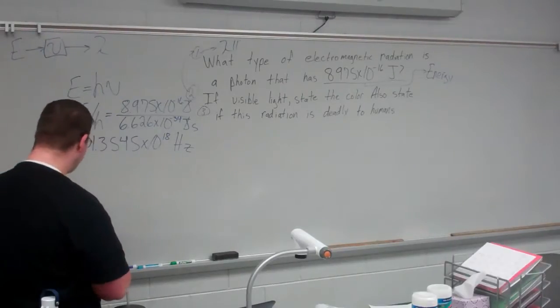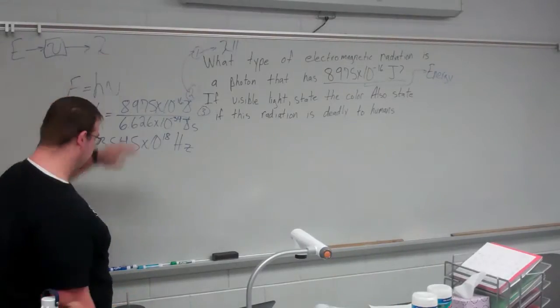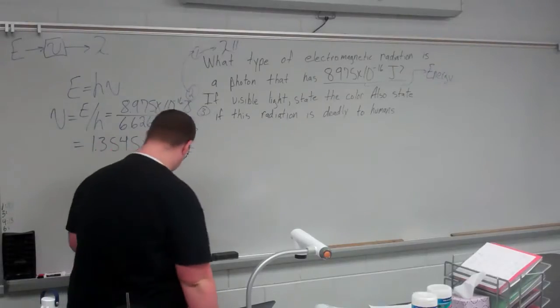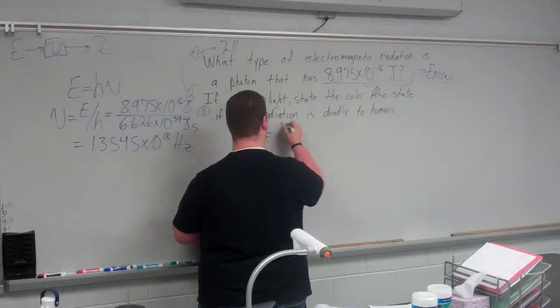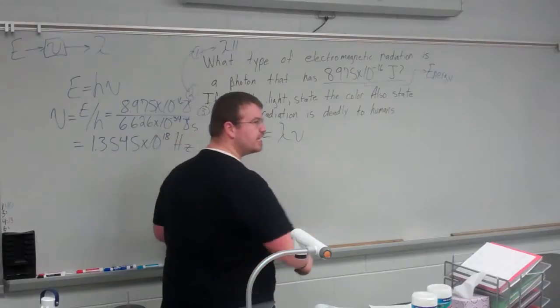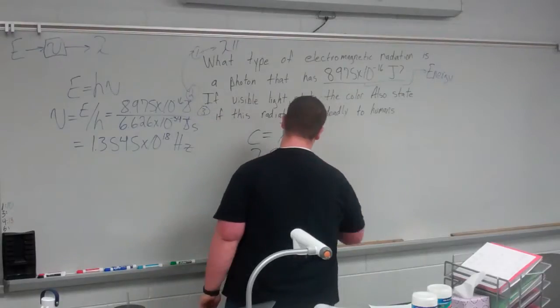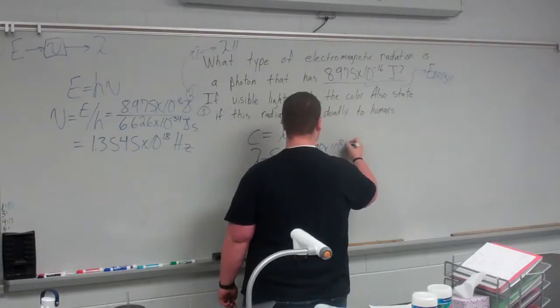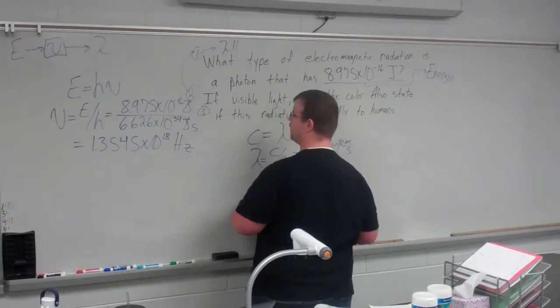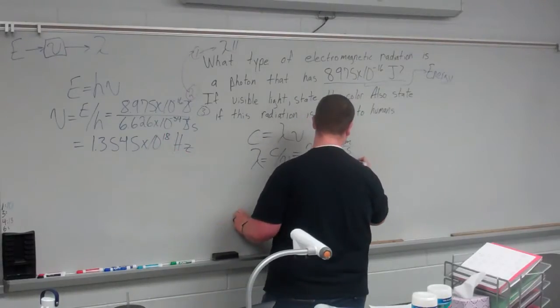Now from here, we need to solve another piece of information. We got to get to wavelength. So what equation will you use? Speed of light equals wavelength times frequency. Good job. In this, we got to solve for wavelength. So wavelength equals the speed of light divided by frequency, which the speed of light is 2.98 times 10 to the 8 meters per second, divided by the frequency we just solved for, 1.3545 times 10 to the 18th hertz.